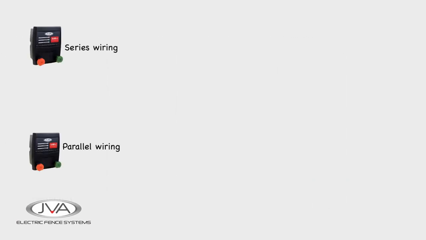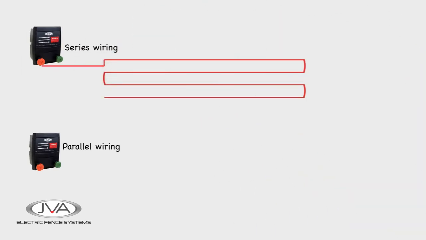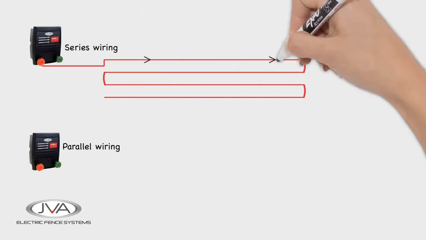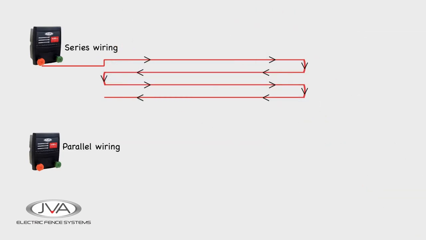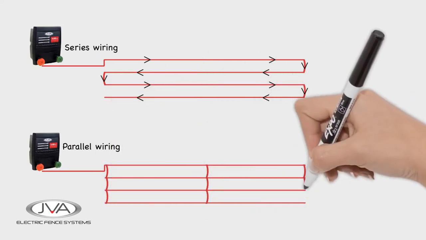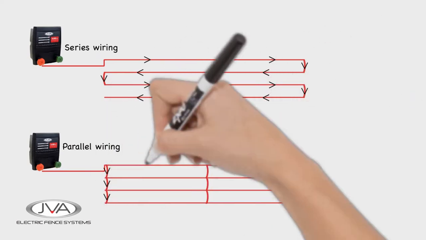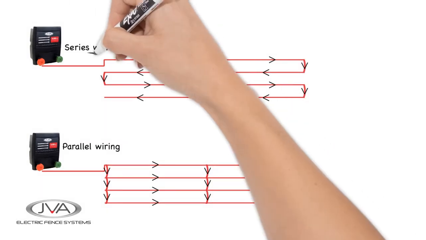An electric fence can be wired in two ways: series or parallel. In a series wired fence, the wire strands are connected at alternating ends, resulting in one long strand. The current flows along it like this. In a parallel wired fence, the wires are joined at intervals along the fence and at both ends, so the current on the line looks like this. Let's see how this looks on the fence.